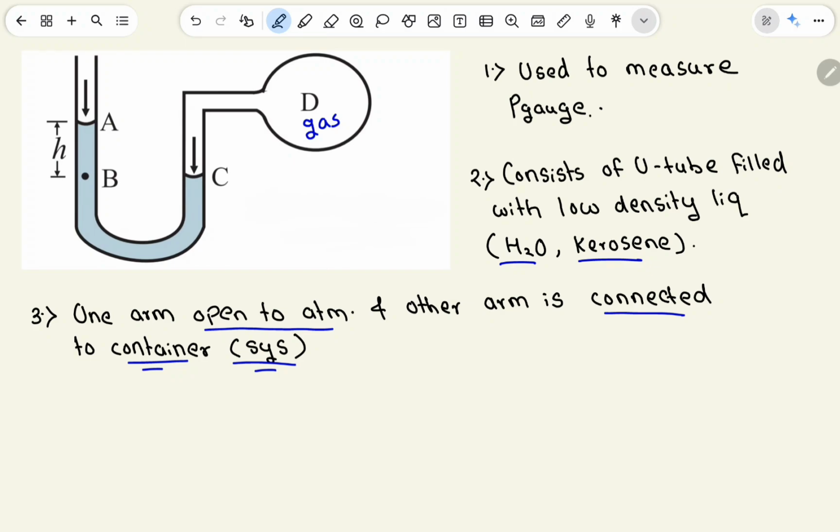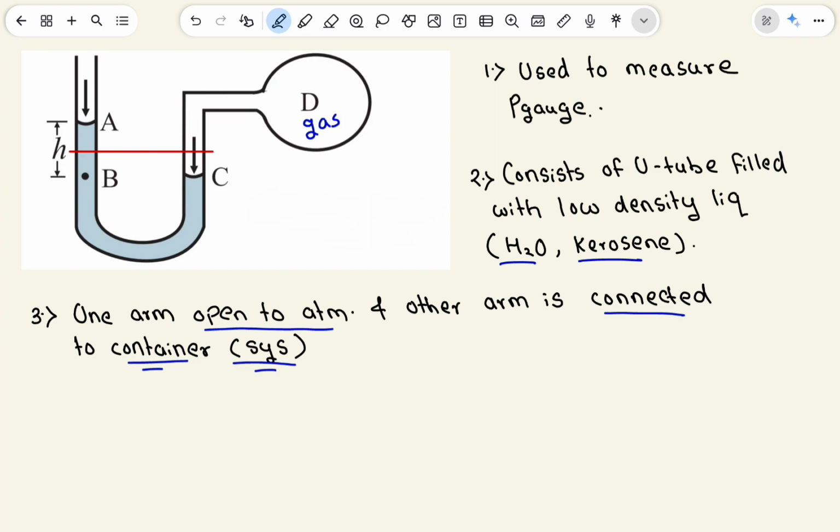Now, we can see that in the U tube, there is a difference in the level of liquid in both the arms. But initially, when the container is not connected to the U tube, the level of liquid in both the arms of the U tube is the same. So let's say this was the initial level of the liquid in the U tube. So what has created a difference in the levels of the liquid in both these arms?